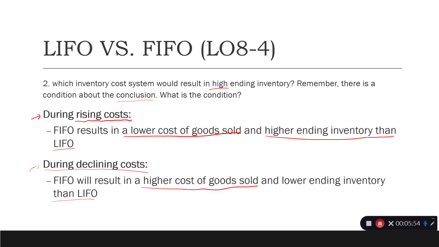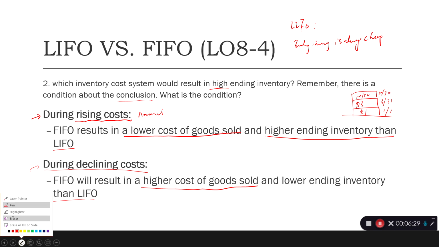So this way, you just need to remember one side. Let's say during rising costs, which is more normal, the LIFO ending inventory is always going to be cheap. Because remember, if you bought at $1 on January 1st, and then the rising cost will be $3 a unit on March 31st, and then on October 30th you are getting $5, right?